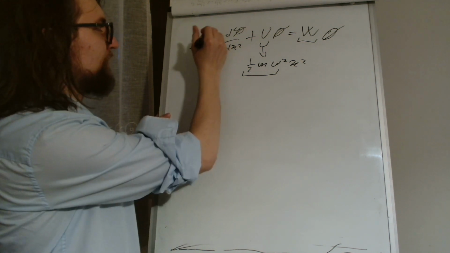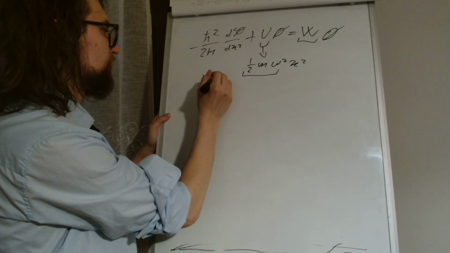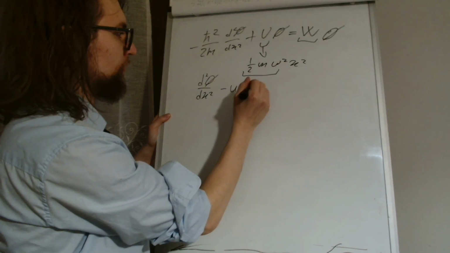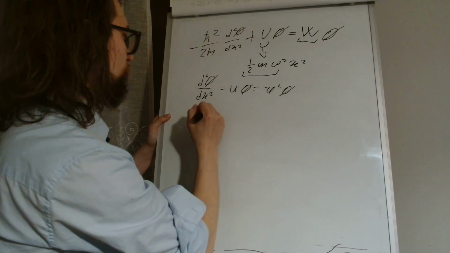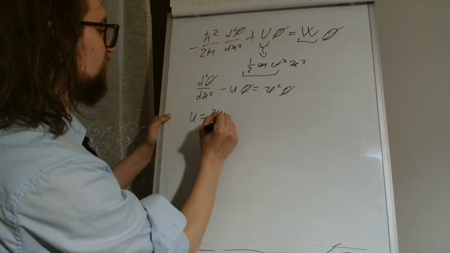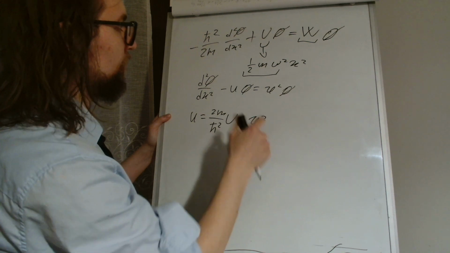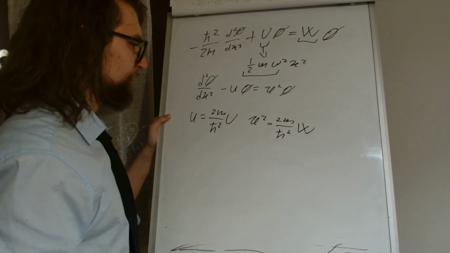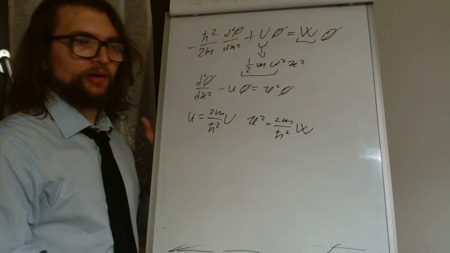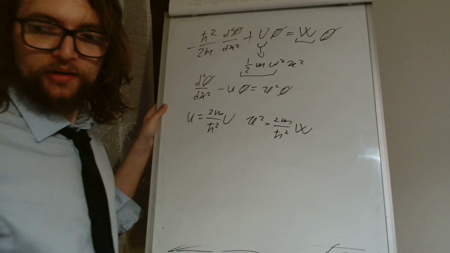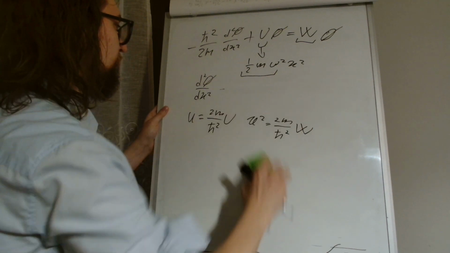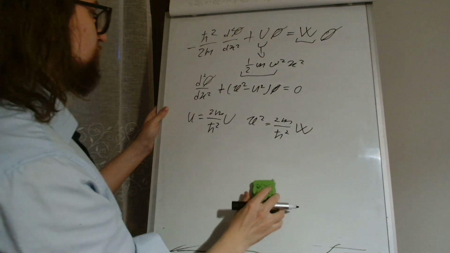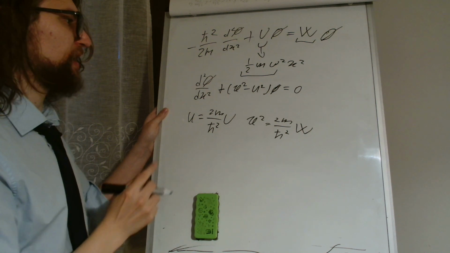And now we are going to multiply everything by this term, so we will get d squared on dx squared minus small u phi equals k squared phi, where obviously small u will have to be 2m divided by ħ squared times U, and k squared is the same but with W, so it is 2m divided by ħ squared times W. So we are now going to take everything to the left side, and we get plus k squared minus u phi equals 0.